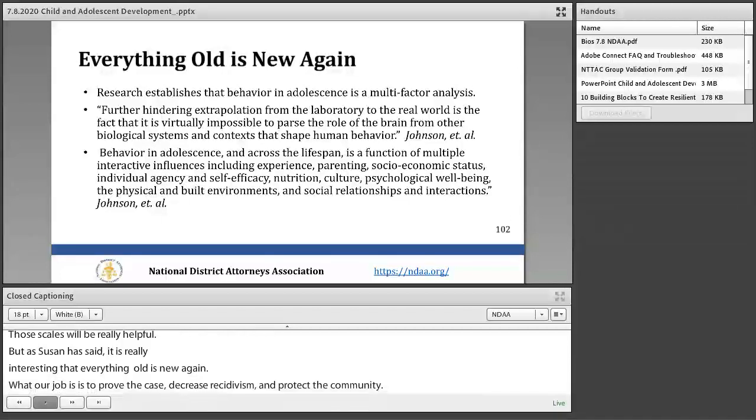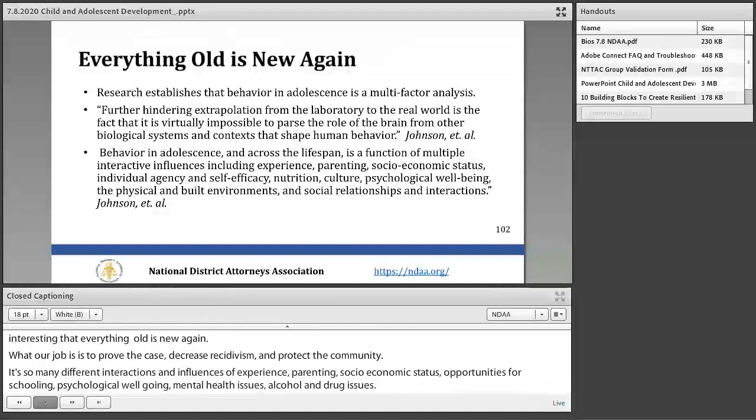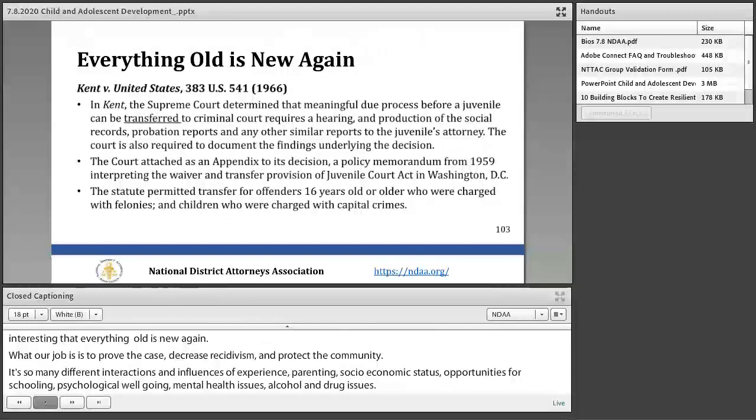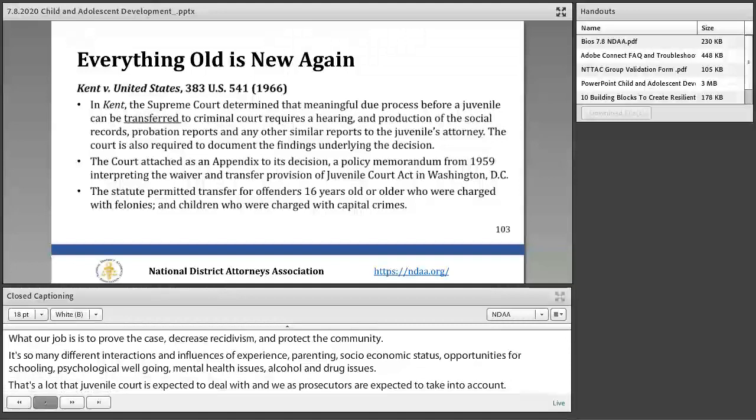And the behavior in adolescence for our youth involves so many different interactions and influences: experience, parenting, socioeconomic status, opportunities for schooling, psychological well-being, mental health issues, alcohol and drug issues. It's a lot that the juvenile court is really expected to deal with, and we as prosecutors are expected to take into account.